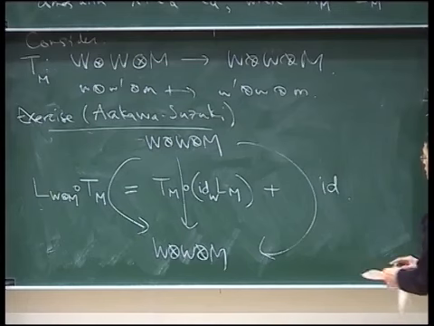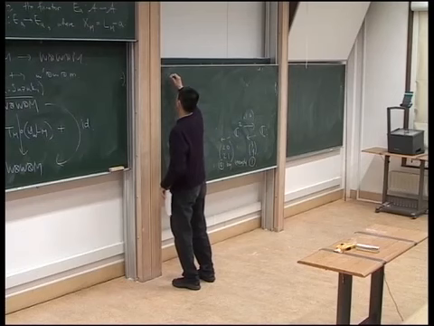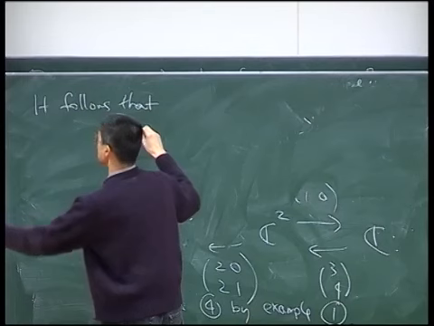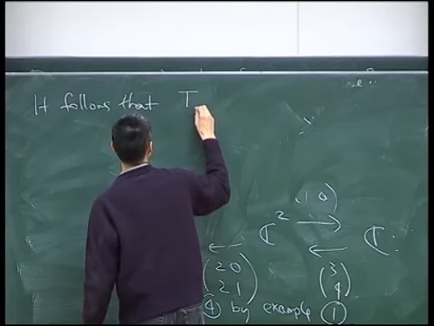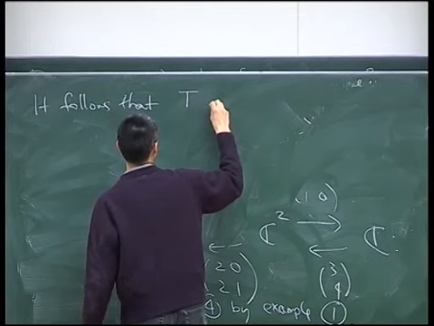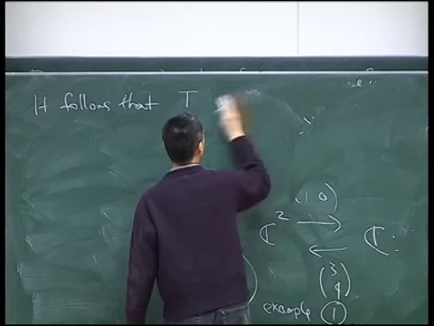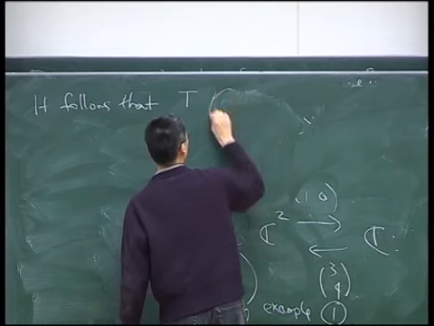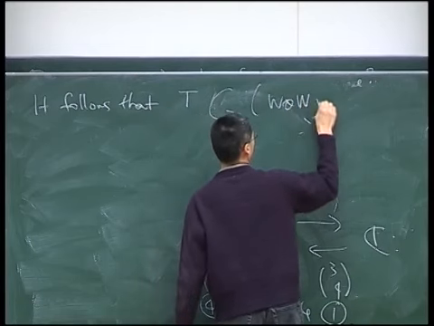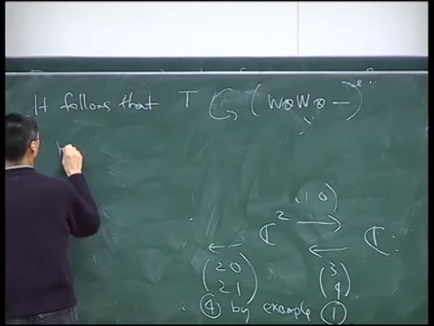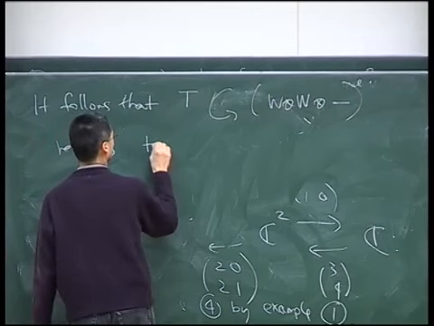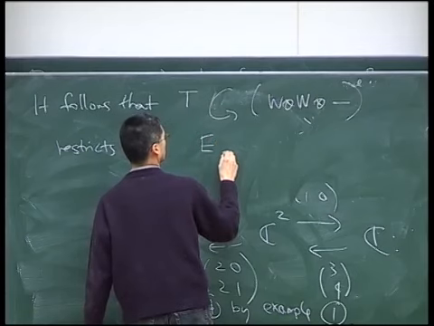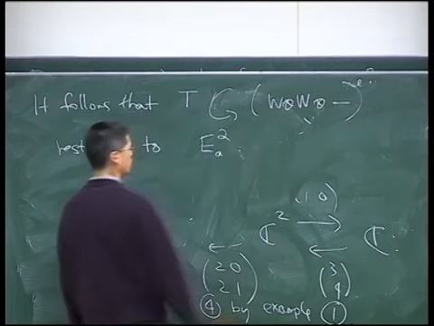Maybe I should say that, from this exercise, it follows that the endomorphism T, which we can view as an endomorphism of the functor which takes a module and tensors it twice with the natural representation, restricts to an endomorphism of just the square of the A for any A.